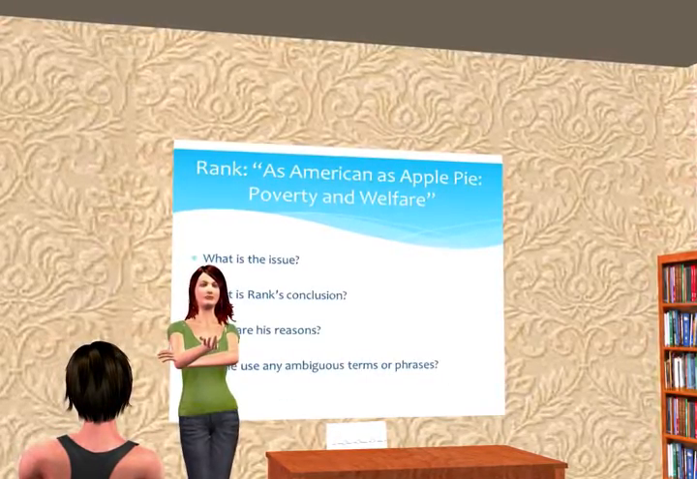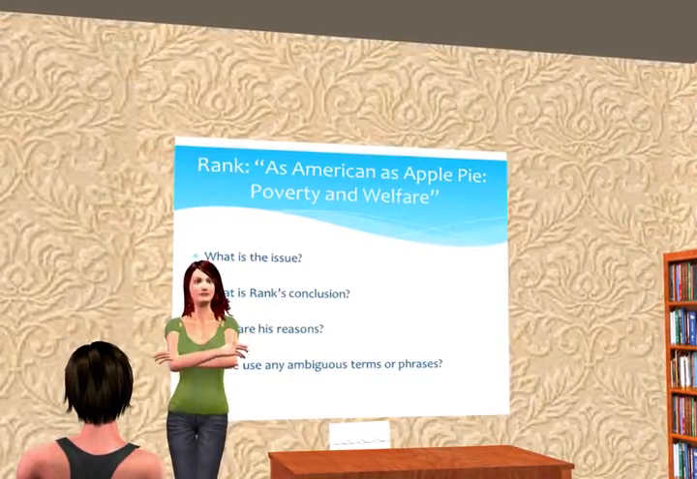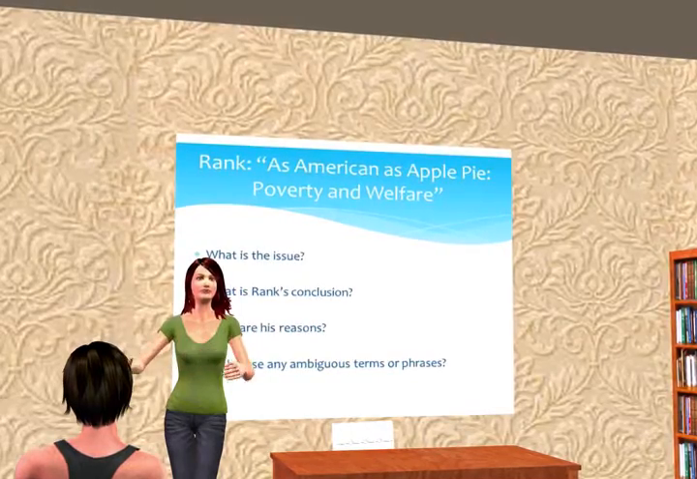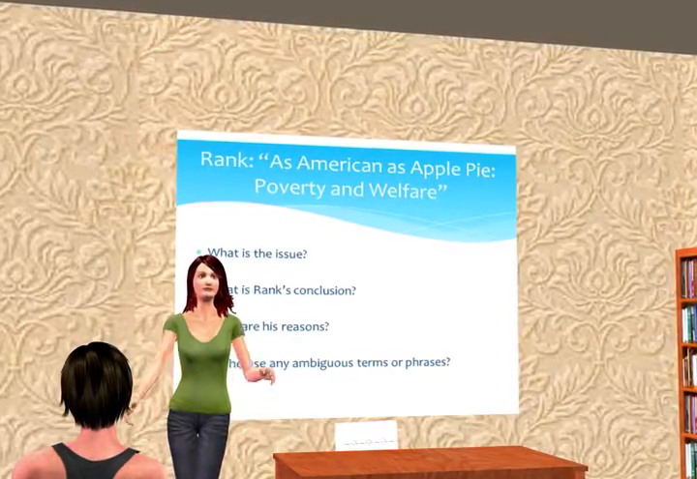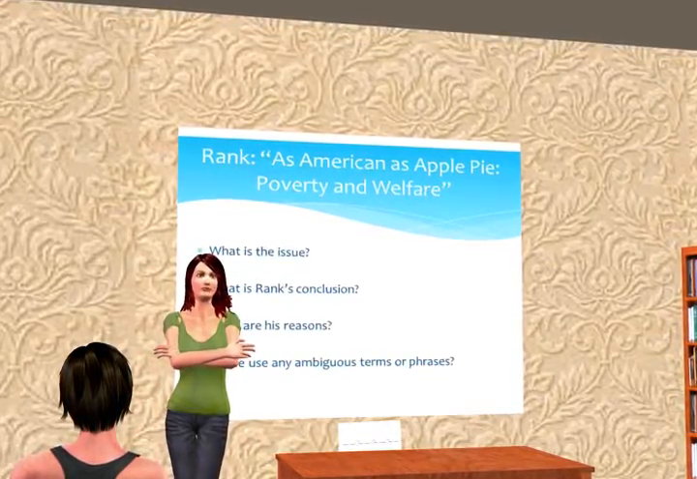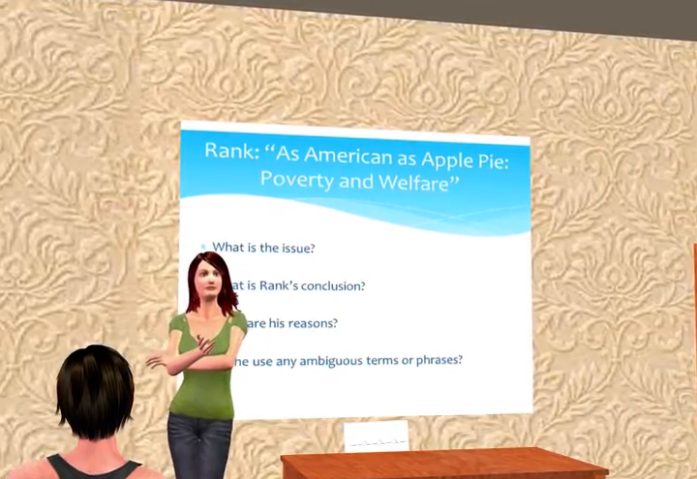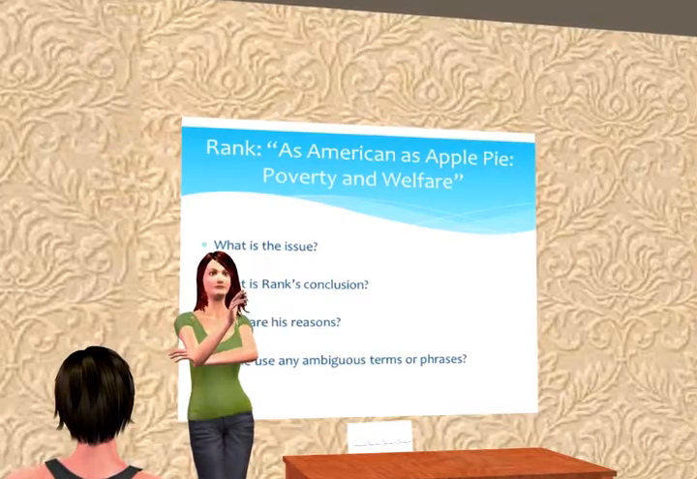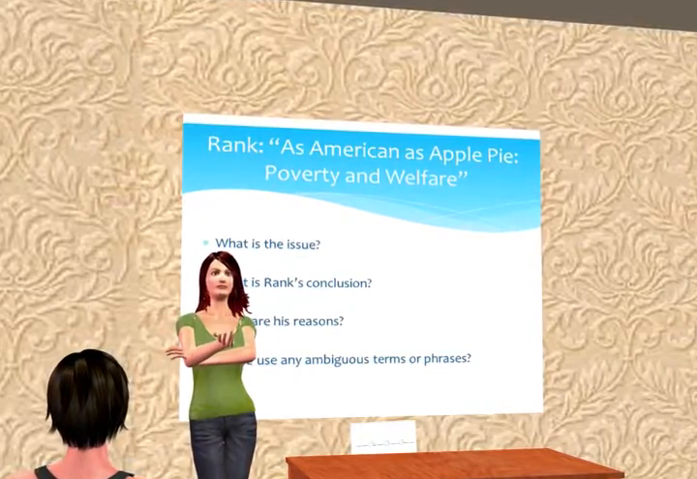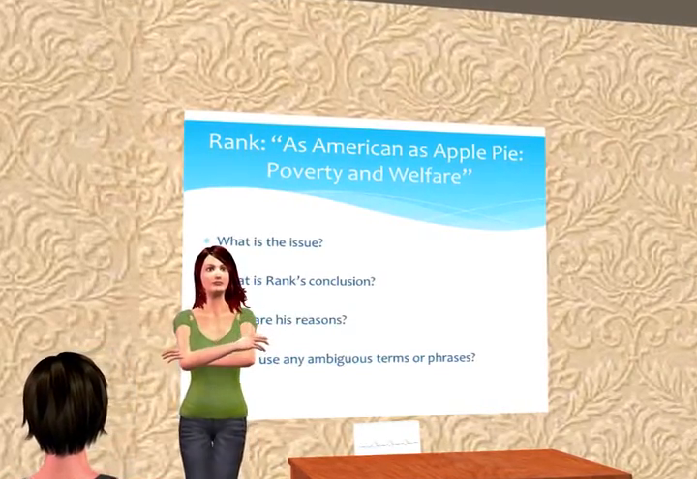So now I want to transition to talking about the Rank reading. I love this title, As American as Apple Pie, Poverty and Welfare. And what I want to do is I want to apply what we've learned about assumptions to the Rank reading and to see if we can identify if he's making any value or descriptive assumptions.